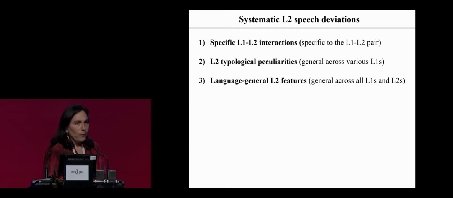Okay, so what we've seen is that L2 speech, despite being deviant from the L1 standard, exhibits deviations that are highly systematic. These systematicities derive from interactions between the L1 and the L2 that extend to groups of speakers. So we have the specific L1, L2 interactions that are specific to a particular L1, L2 pair. We have the typological peculiarities of the L2, which result in systematicities that are general across various L1s. And then we have language-general L2 features that are general across any L1 and L2 involved in any interaction.